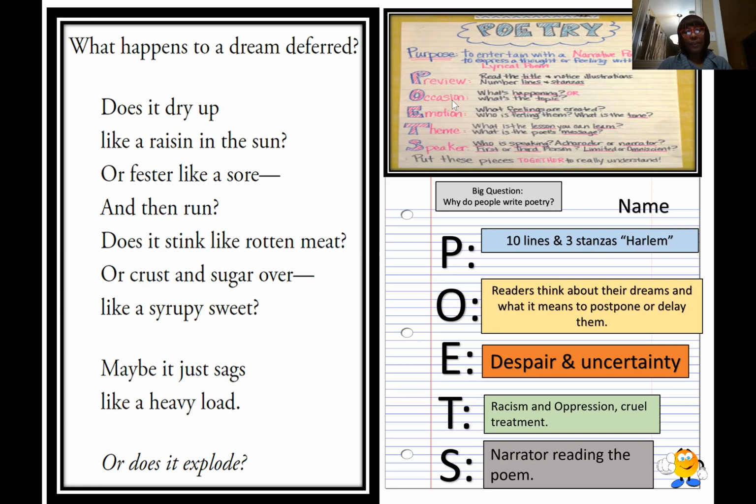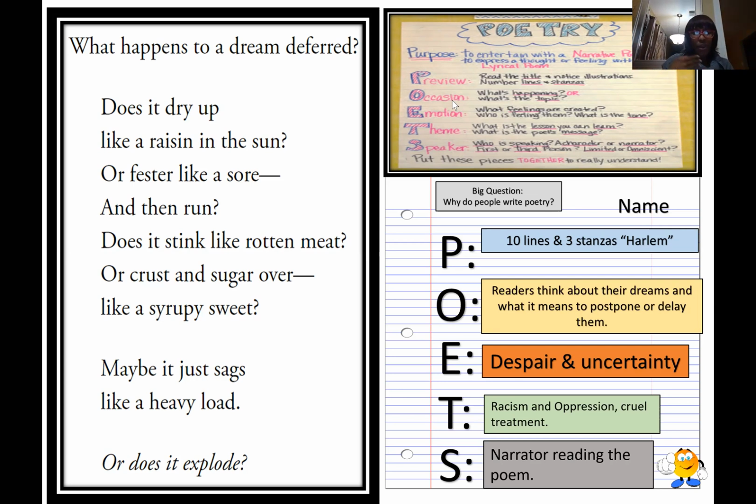Who is the speaker? Well, with Shel Silverstein's Sick last week, we noticed that the poet used the words I, me, as she wanted to explain that she was really, really sick to stay home from school. We saw all of those first person point of view words. Well, this right here, I don't see that. It sounds like someone is speaking to me. Does it dry up like a raisin in the sun or fester like a sore? I don't know who's talking, but it does sound like someone else is speaking to me.